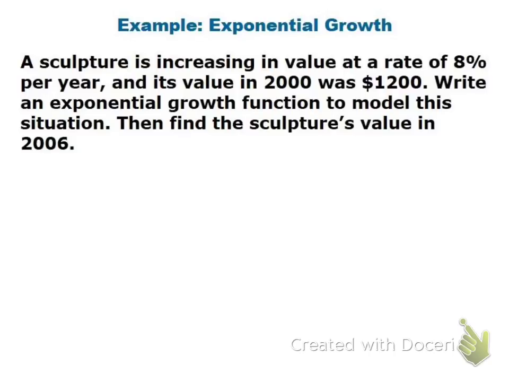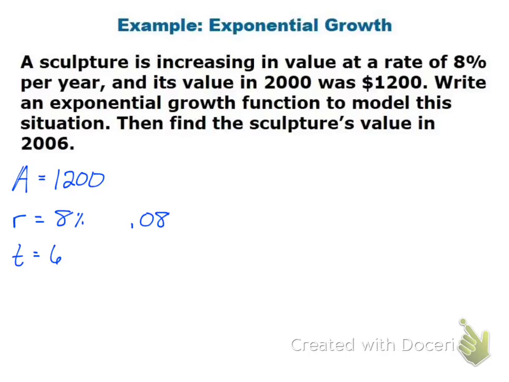The only things that we need here: A is going to be our starting amount. So the starting value of this sculpture is $1,200. Our rate, which is the rate that it's increasing at in this case, is going to be 8%, which is 0.08 as a decimal. And then the time that goes by, that's all we need. The time that goes by is going to be 6 years.